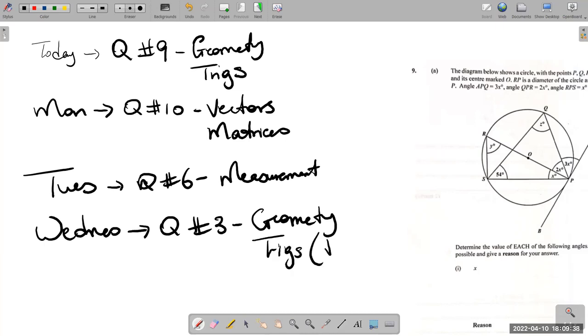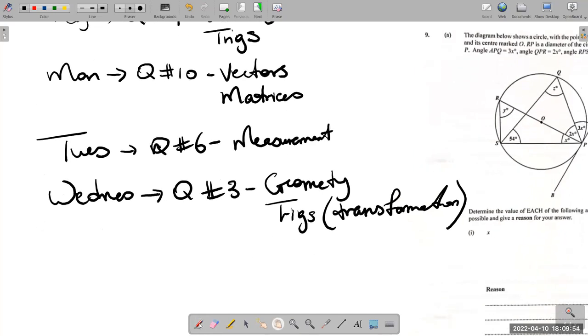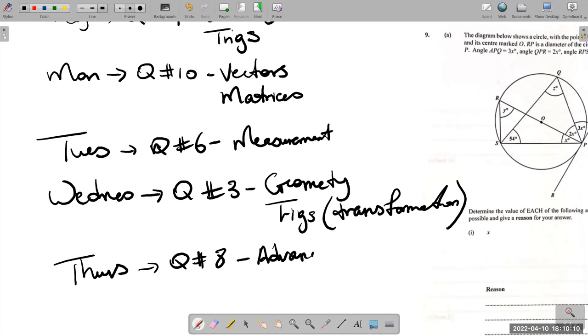This usually involves transformations, which we will do using questions because it's 4 different types of transformations. And with practice of questions, we're gonna learn and get used to those types of questions. And then Thursday will be question number 8. Again, this is advanced algebra. We have not touched this one yet, but we've covered everything we need to know for this question.